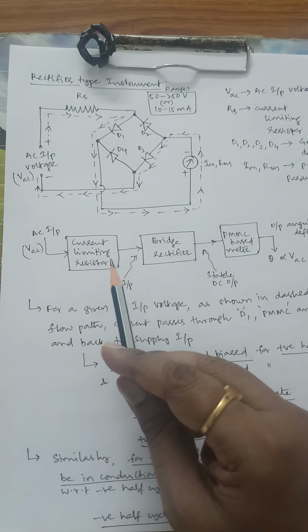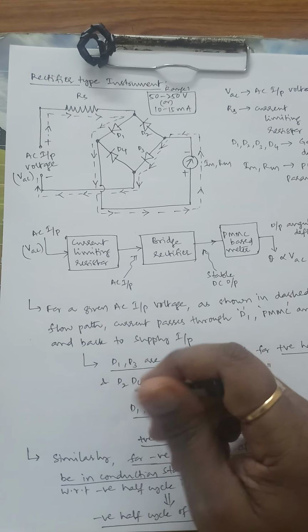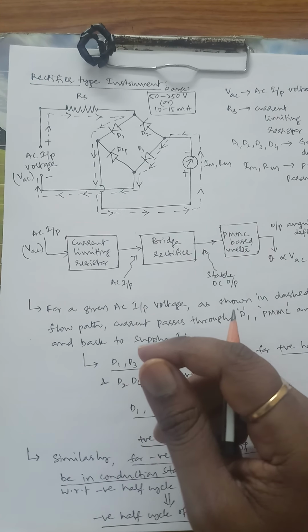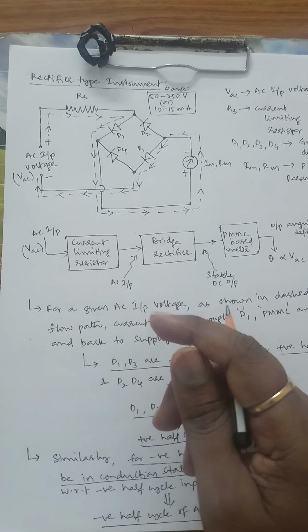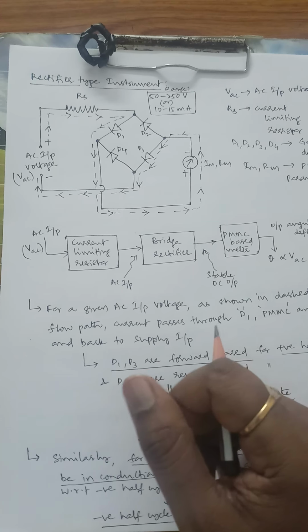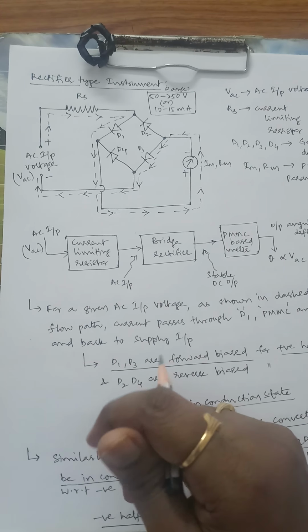As part of the bridge rectifier, we have 4 diodes D1, D2, D3, D4. They may be germanium diodes or silicon diodes. And PMMC, we have already studied, has the characteristics IM and RM. IM indicates the full scale deflection current value, and RM indicates the internal resistance of the meter.